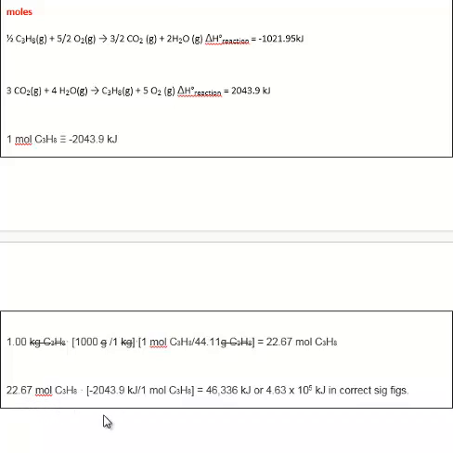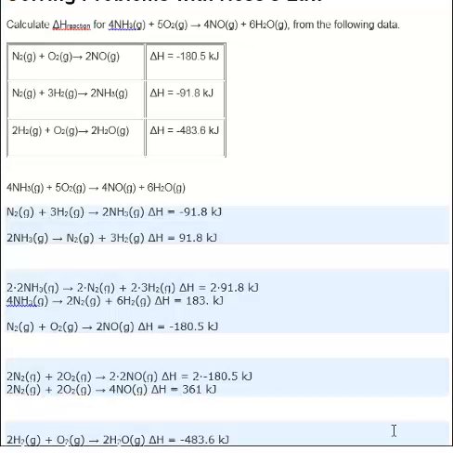22.67 moles of C3H8 times negative 2043.9 kilojoules per 1 mole C3H8 equals 46,336 kilojoules, or 4.63 times 10 to the 5th kilojoules in correct significant figures.